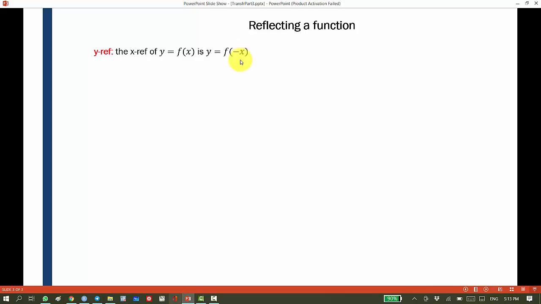The Y reflection of the parent function y is equal to f of x is y is equal to f of minus x. That is, x is replaced with minus x. As a result of that, we get the Yref of the parent function y is equal to f of x. That is, if we consider this parent function here and the y-axis as the mirror, the image of this function with respect to the y-axis is this function here. Remember that this part here is the image of this part of the parent function, and this part here is the image of this part of the parent function.